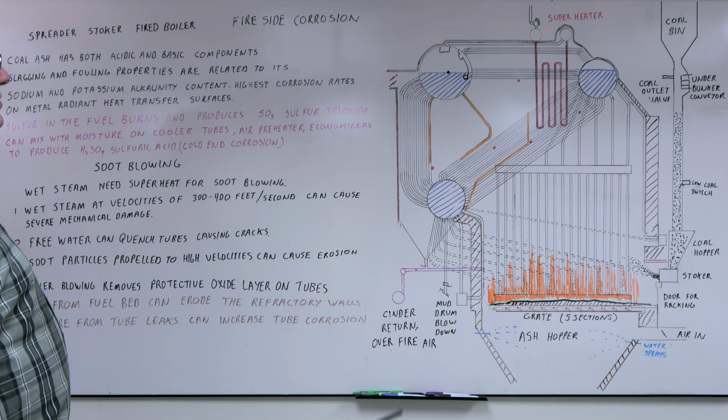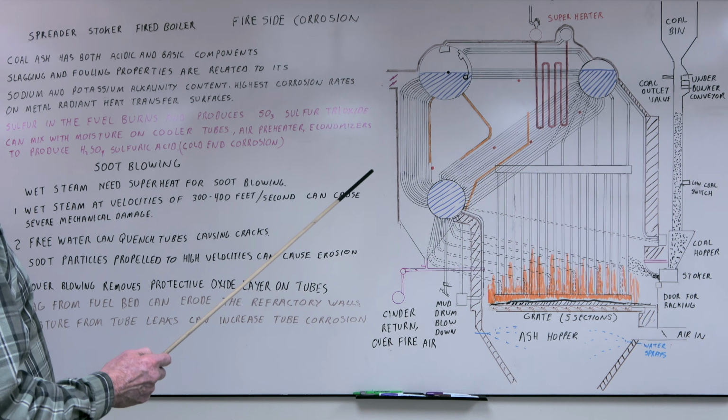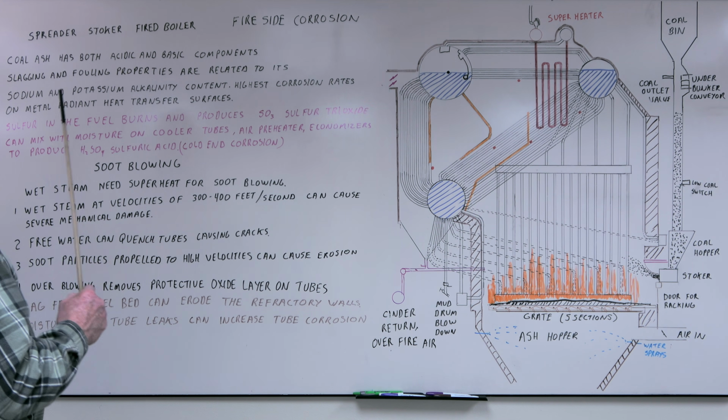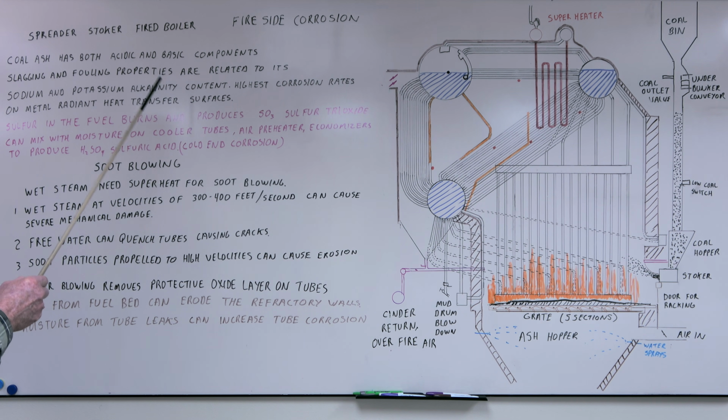Case: our spreader stoker boiler, fireside corrosion. Basically, coal ash has both acidic and basic components. Slagging and fouling properties are related to its sodium and potassium alkalinity content. High sodium and potassium gives you the highest corrosion rates on metal radiant heat transfer surfaces. These two also determine, along with the iron and some other makeup of the ash, the melting temperature. So this has a lot to do with the operation of the furnace.